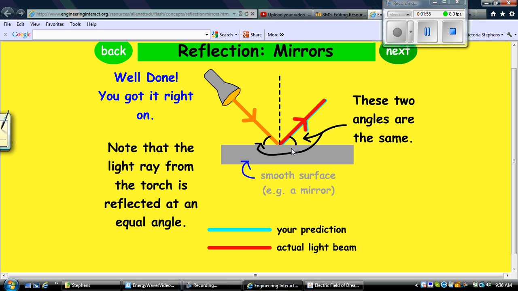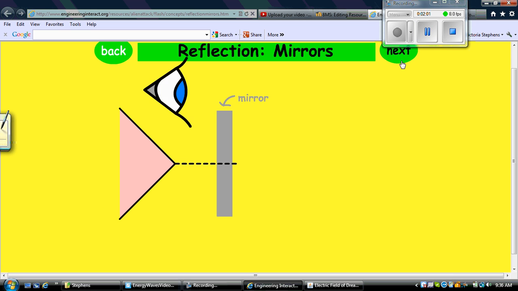So these two angles are the same. This follows the law of reflection. This is called the angle of incidence, angle of reflection. I think they'll go over that.